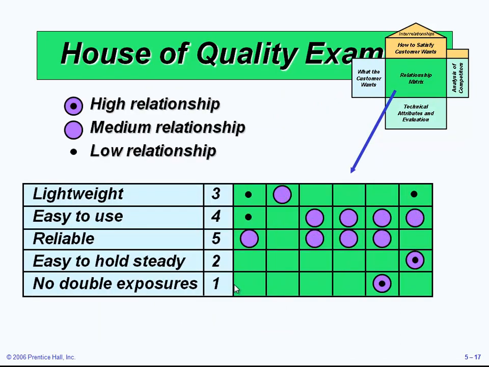Now let's map customer wants with how to satisfy options, which will be represented by high, medium, or low relationship as indicated in the figure in this slide.